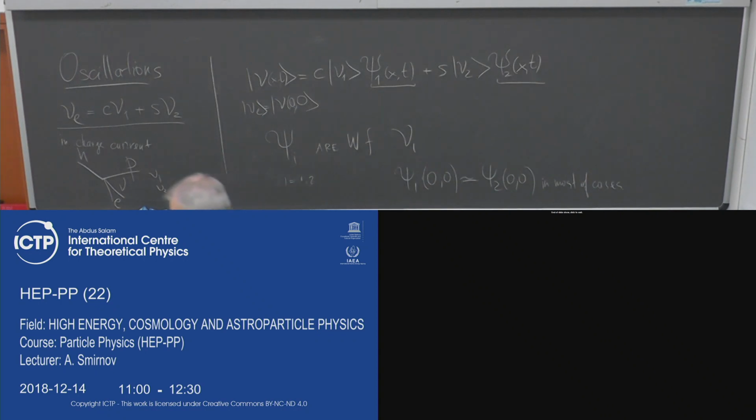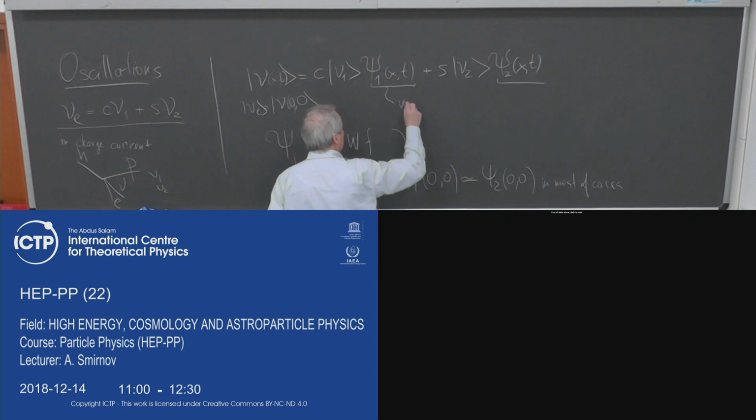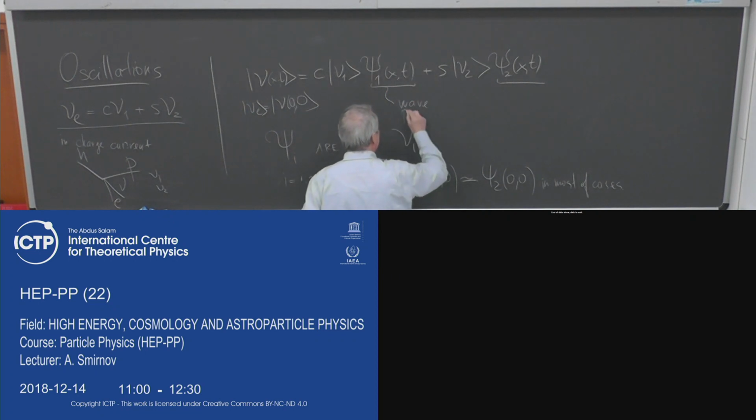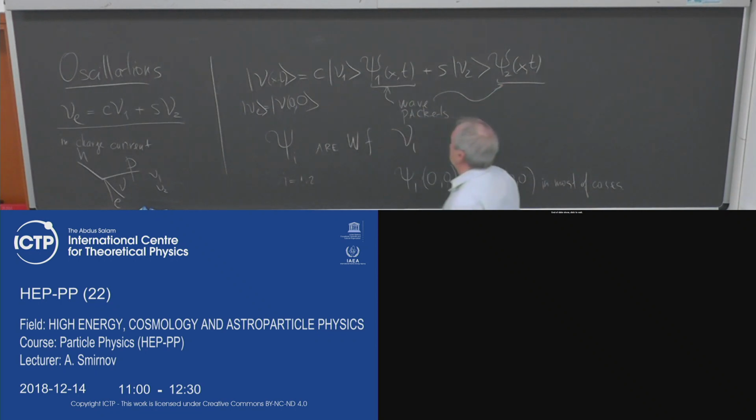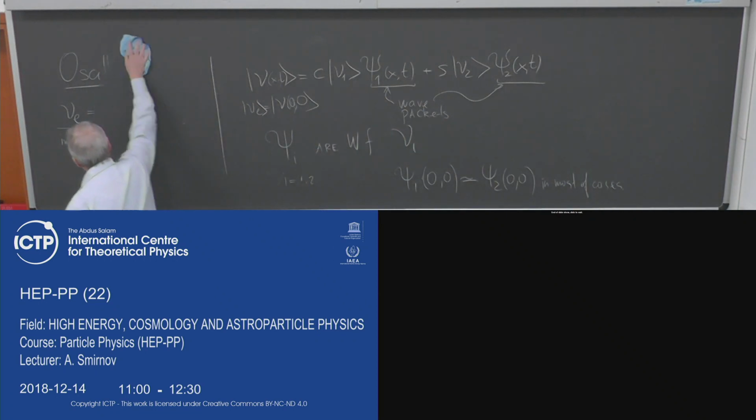Okay? So these are wave functions, or when we consider propagation, we usually refer to these as wave packets. So these are essentially wave packets. Clear? Okay. Now, wave packets can be parameterized in the following way.